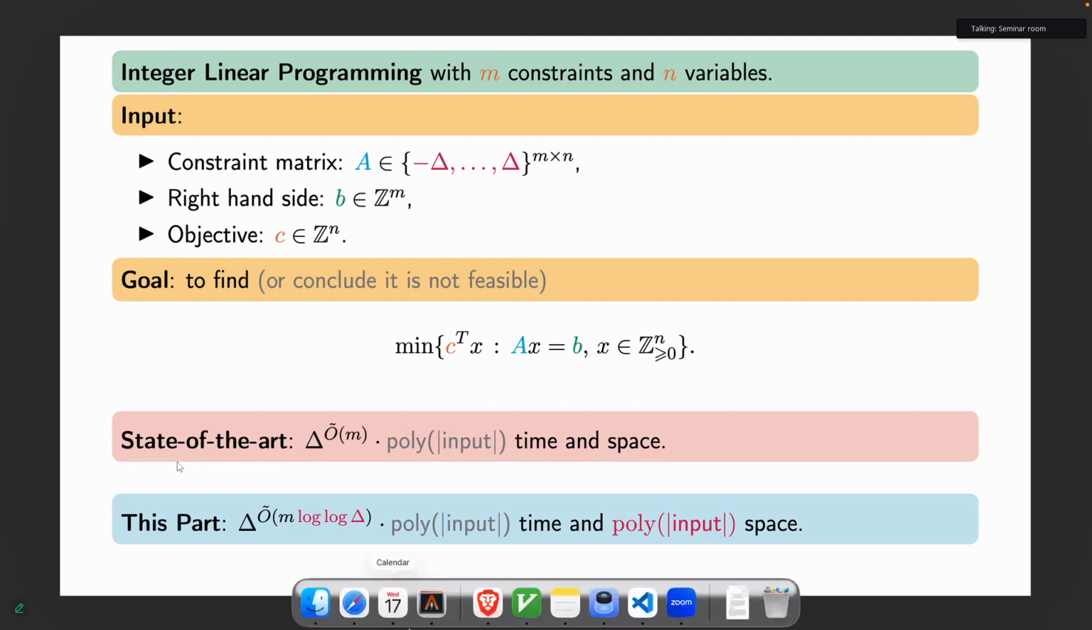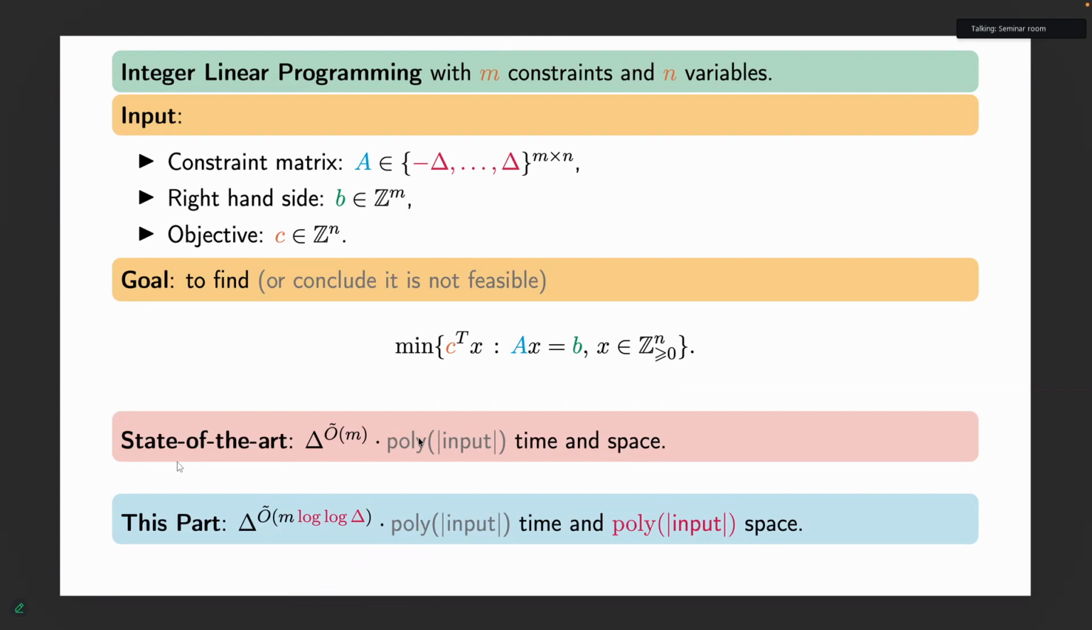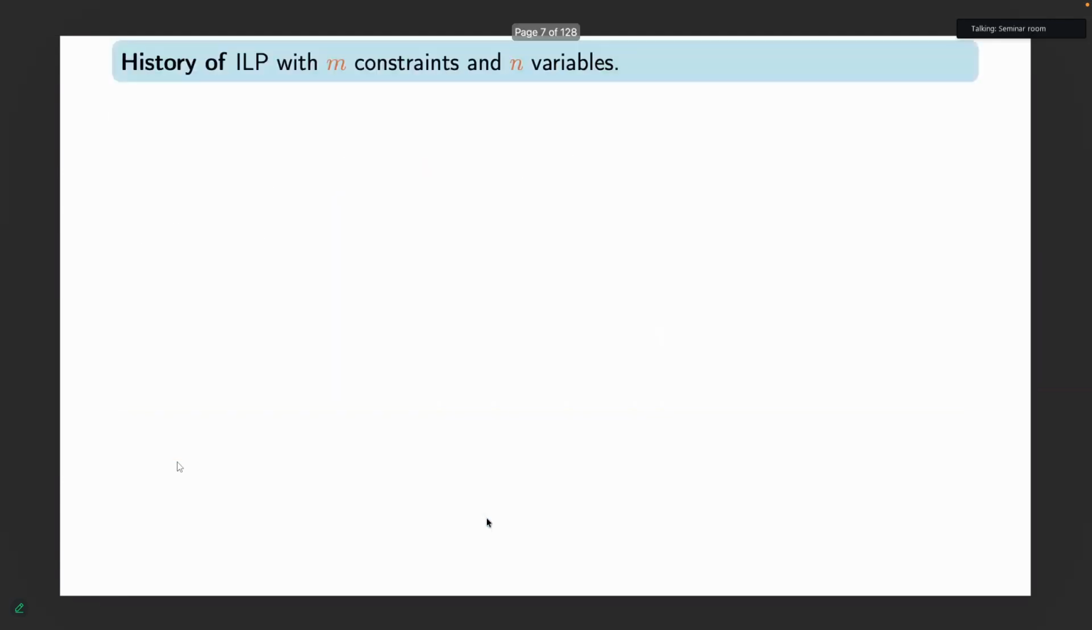And in this part of the talk, I will tell you about an algorithm that is slightly slower. It is like delta to the m to the log delta. So slightly slower, but the space is polynomial. And this was published in ICALP this year.